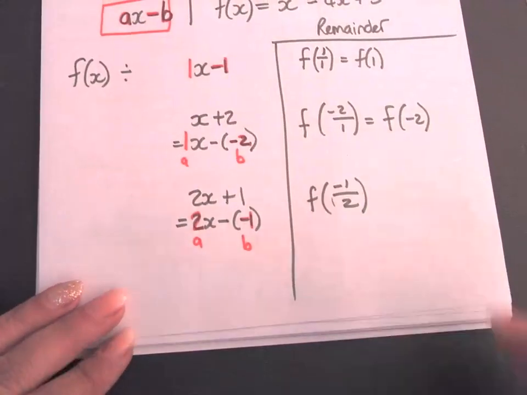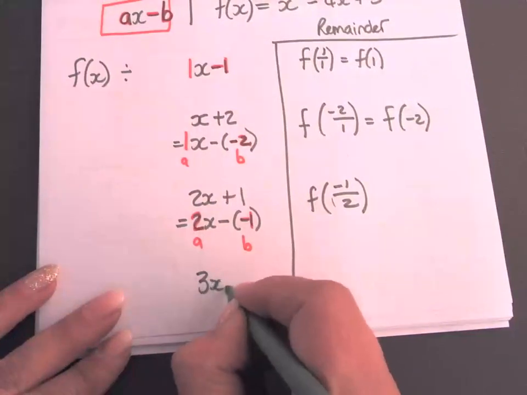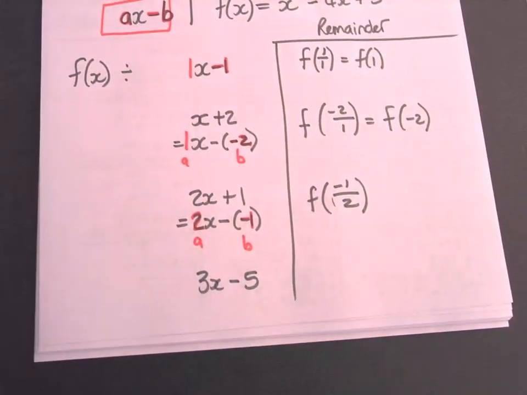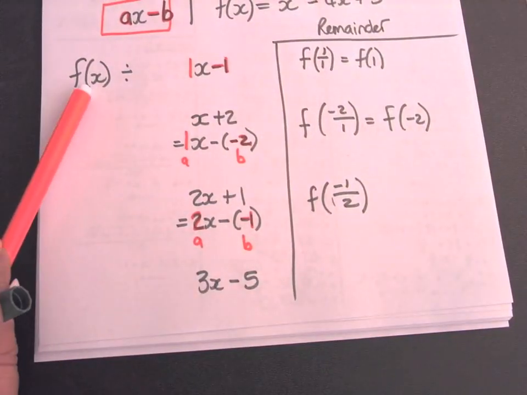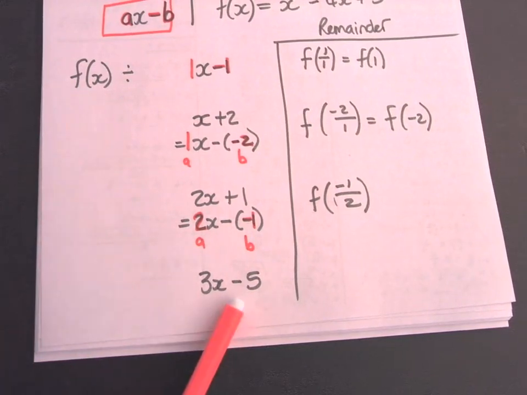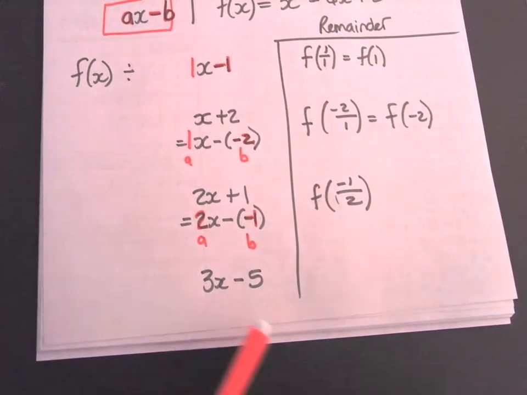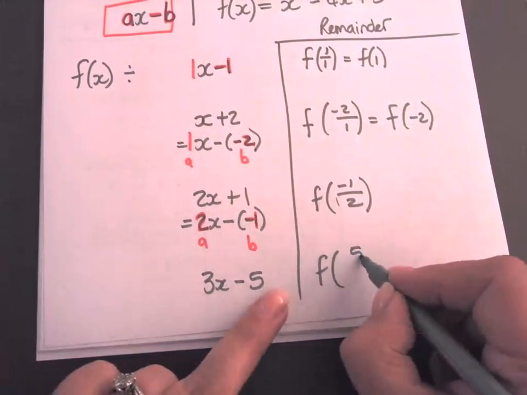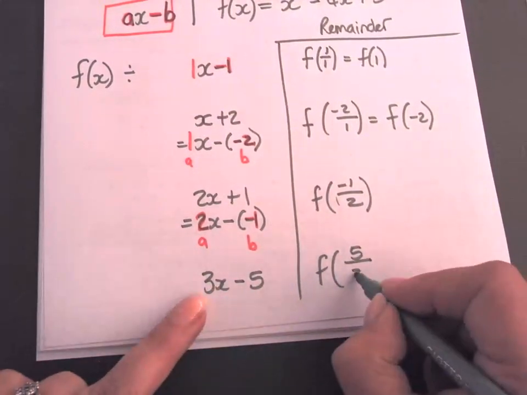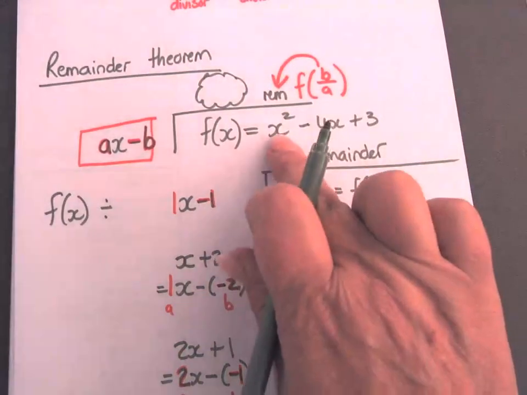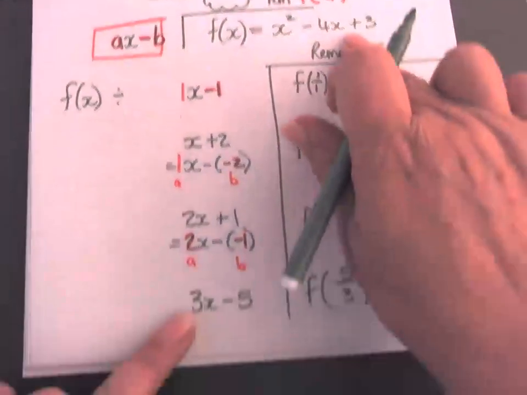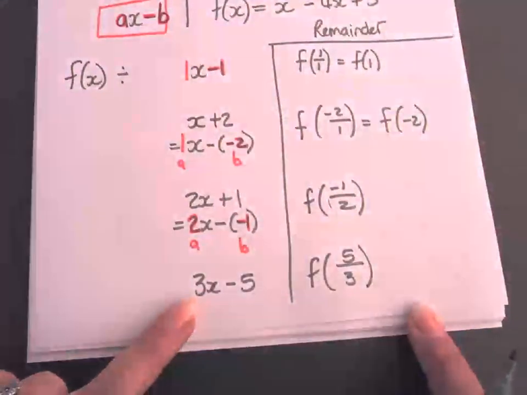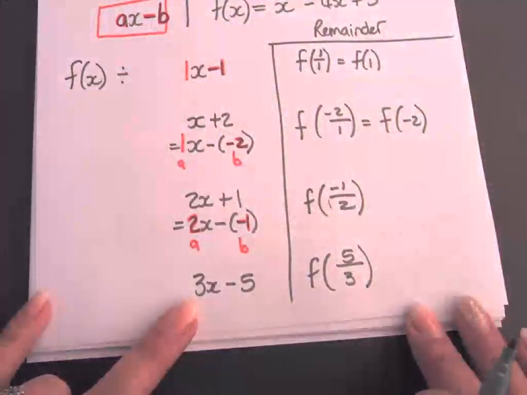Let's look at the last one, 3x minus 5. If I have to divide f(x) with 3x minus 5, what will the remainder be? So I substitute b, which is 5, over 3 into f(x), all the x's, and then you get the answer of the remainder. Does that make sense?